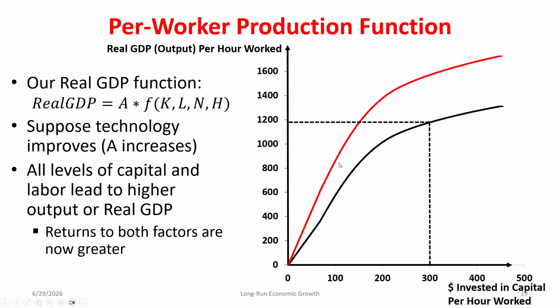Another way of thinking about this is the same level of capital investment before it was producing about 1,200 units, but that same level of capital is now getting multiplied by a larger value. So after that technology increase or total factor productivity increase, the same amount of capital will lead to higher levels of output. So it's going to increase this production function when we see increases in total factor productivity.